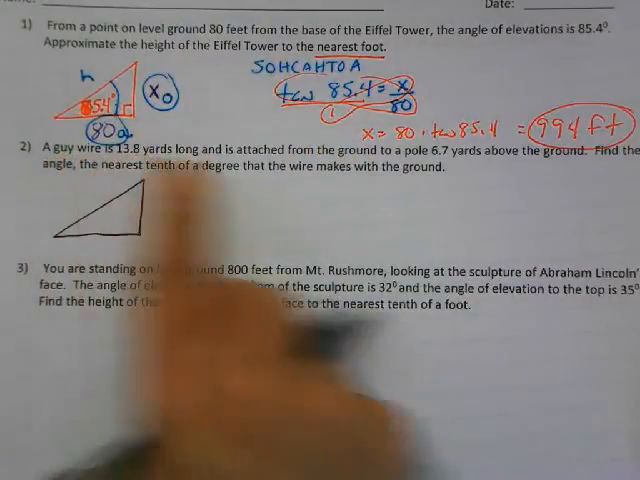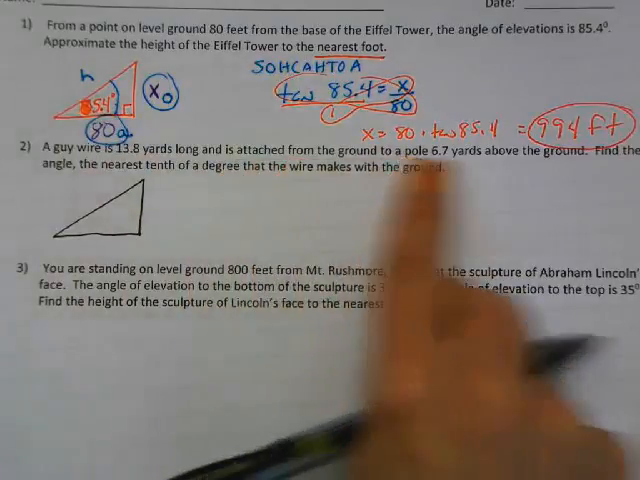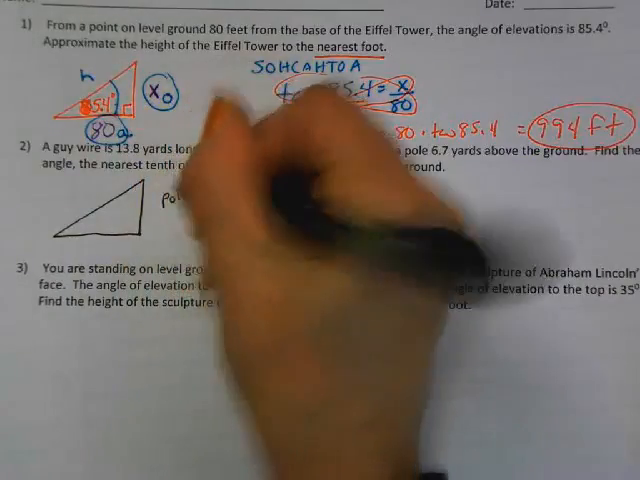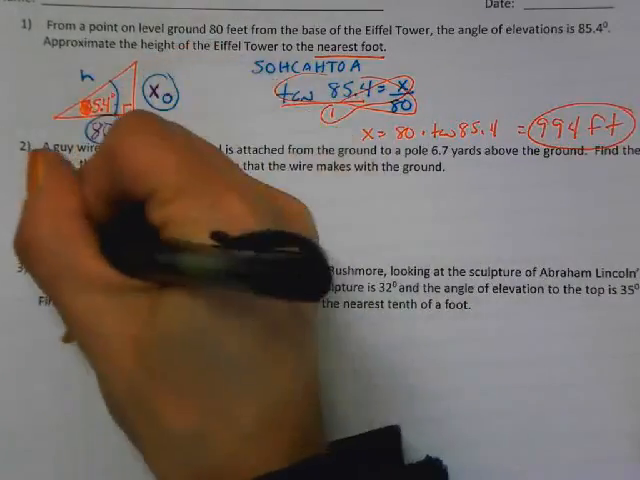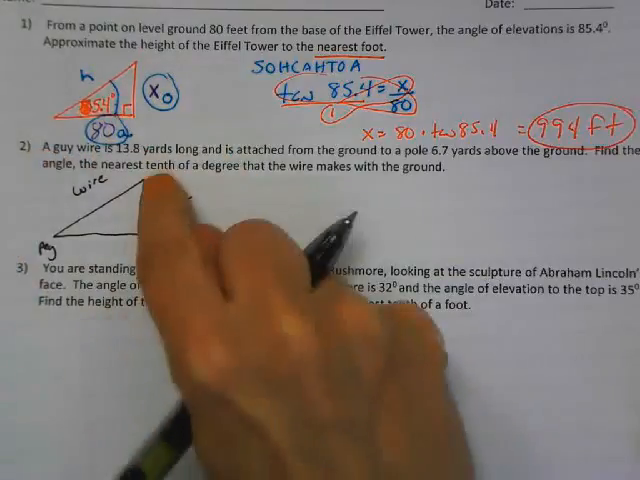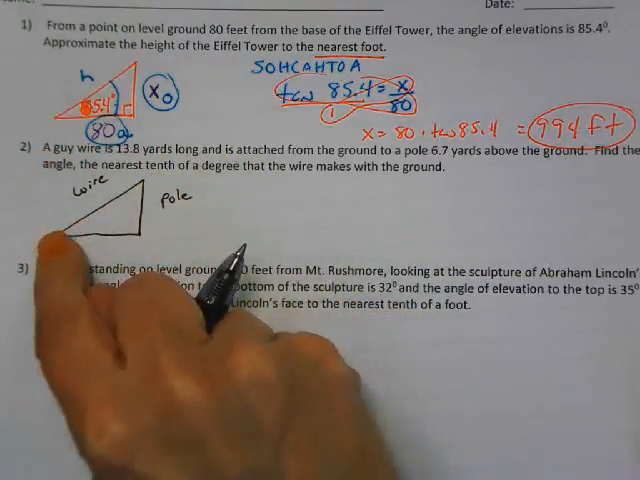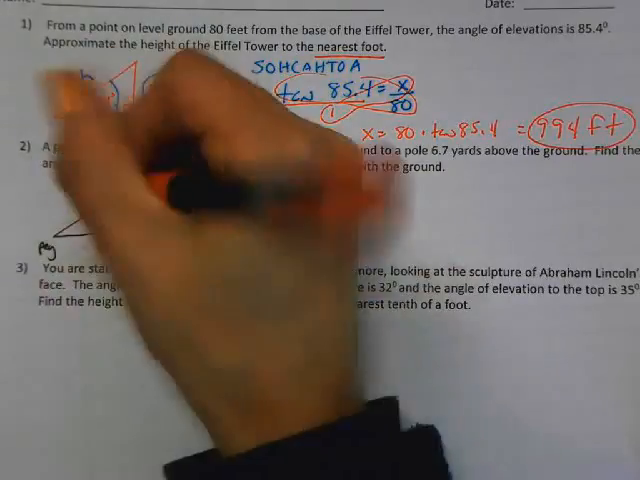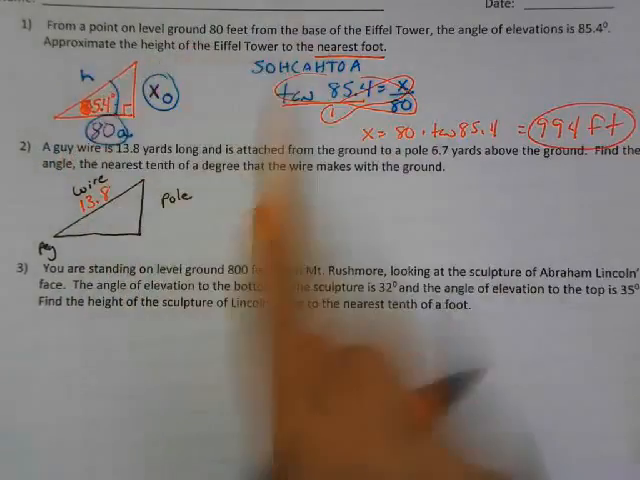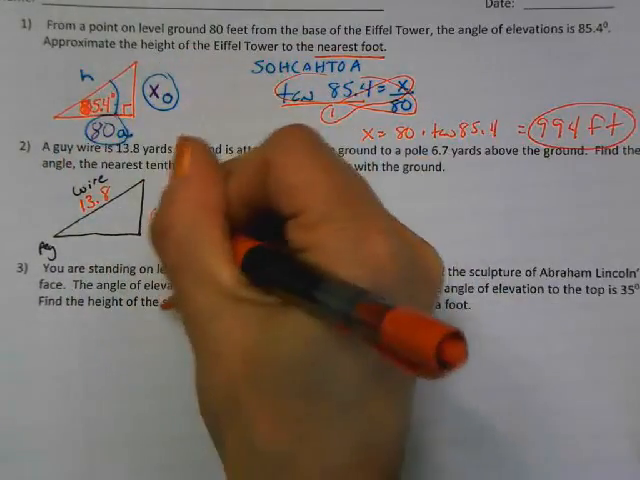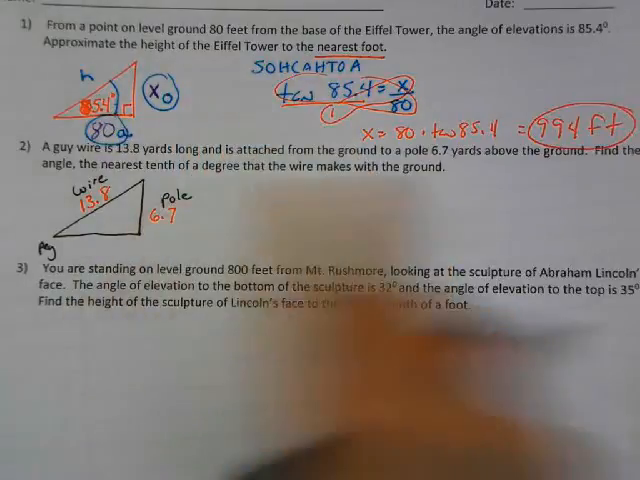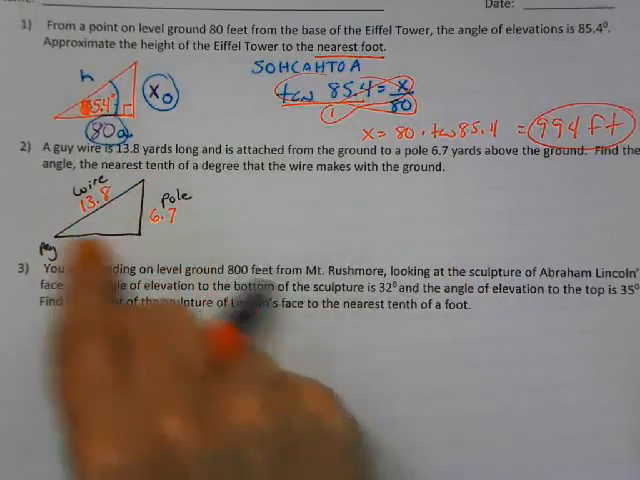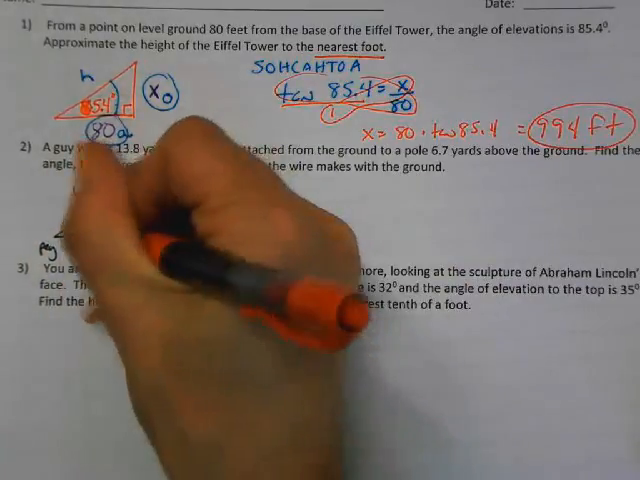So the wire is attached from the ground to a pole above the ground. So this would be my pole. Do you agree that's the wire? And this is where it's like the peg where it's being attached. So I have the wire going from the top of the pole down to the ground. It says the wire is 13.8. And it tells me the pole is 6.7. This time it wants me to find the angle the wire makes with the ground. So here's the wire, here's the ground. I'm looking for this angle, theta.